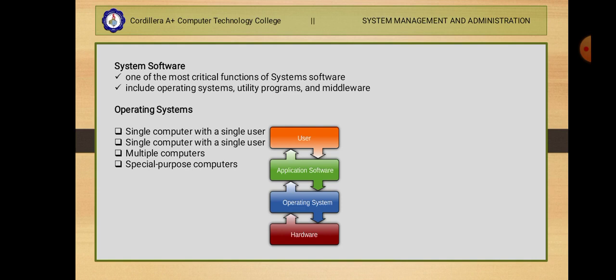na ginagamit siya dun sa mga personal computer or yung mga laptop na ginagamit ninyo or handheld computer which allows one user at a time. So, yun yung example niya ng single computer with a single user. So, ibig sabihin is hindi pwedeng 3, 5 yung gagamit dun sa isang laptop. So, ibig sabihin, single user, isa lang yung gagamit doon sa isang computer. Okay?